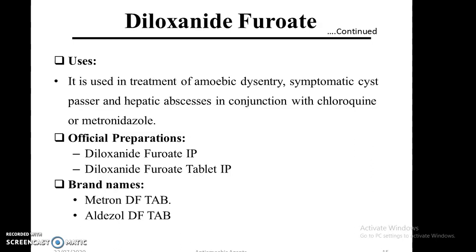Uses: diloxanide furoate is used in treatment of amoebic dysentery, asymptomatic cyst passers and hepatic abscesses in conjunction with chloroquine or metronidazole. The official preparations are diloxanide furoate IP and diloxanide furoate tablet IP. Brand names: diloxanide furoate is known by the brand names Metron DF tablet and Aldazole DF tablet.